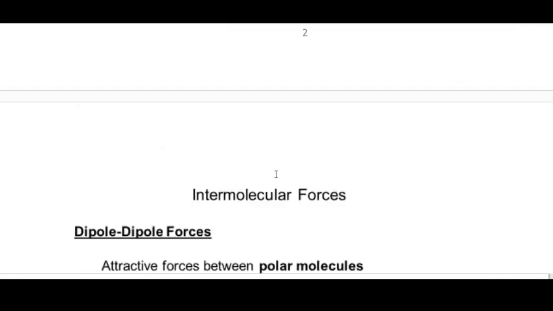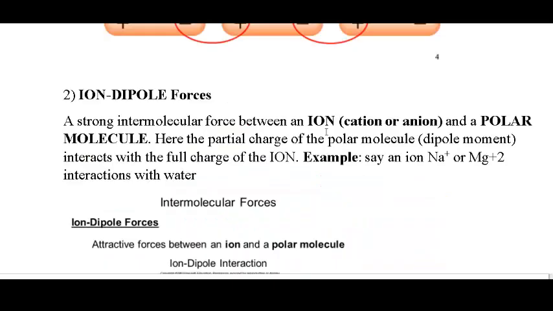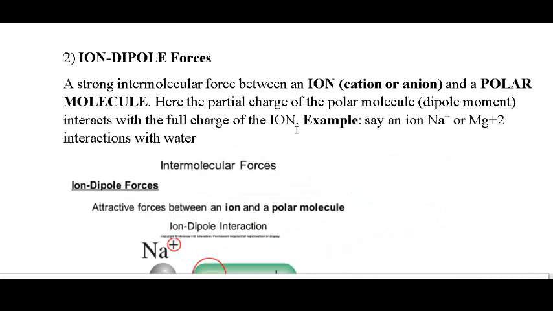And in a net dipole moment, the partial negative of one molecule interacts with the partial positive of another molecule. So this is partiality, contrasting with an ionic interaction, which is a full positive interacting with a full negative. Next, we'll go into ion-dipole forces. As the name implies, we have the full charge of an ion, full positive or full negative, interacting with the partial charge of a polar molecule.